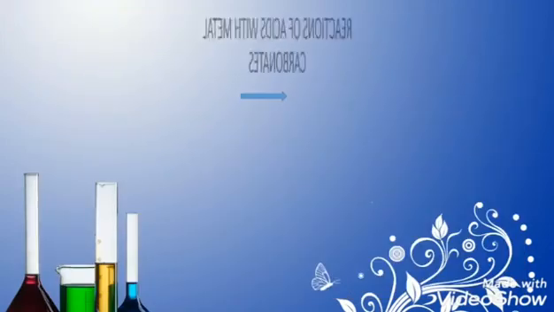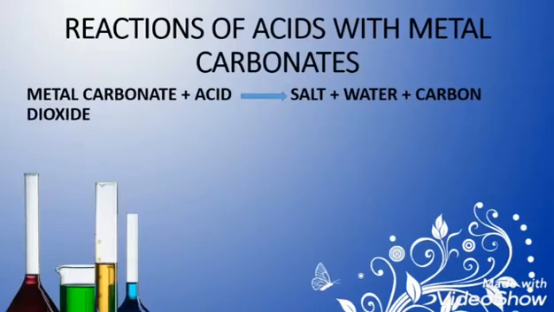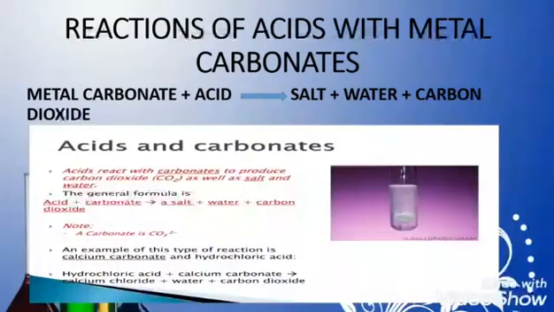The third reaction of acids is with metal carbonates. When a metal carbonate reacts with acid, the products would be a salt, water, and carbon dioxide. For example, calcium carbonate reacting with hydrochloric acid would give you the salt, which is calcium chloride, because the acid that was used is hydrochloric acid, plus water plus carbon dioxide.